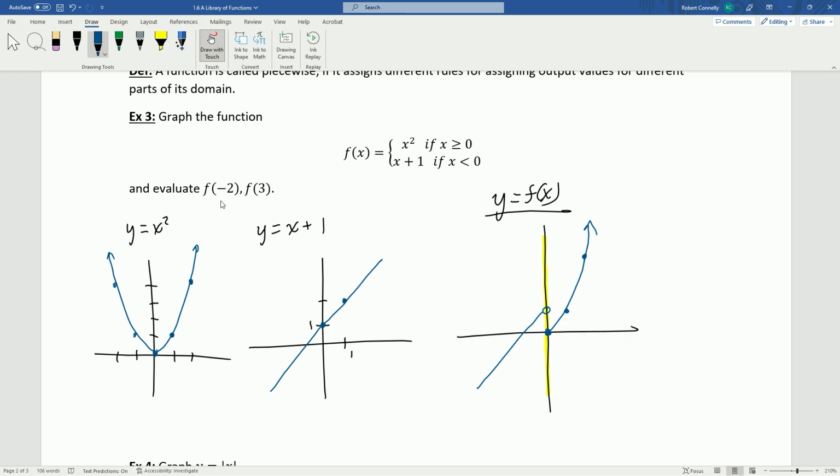Okay, so now let's evaluate these two values. So f of negative 2, so it's negative, so I look at the x plus 1 portion. So that's negative 2 plus 1. Which is just negative 1. And now let's look at f of 3. Well, 3 is positive, so that puts it in this portion of the definition, the x squared. So I just put 3 squared, which is 9. All right, and that's it for number 3 here.